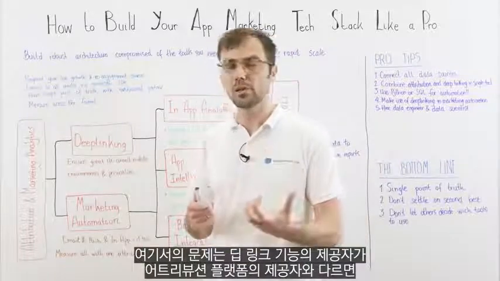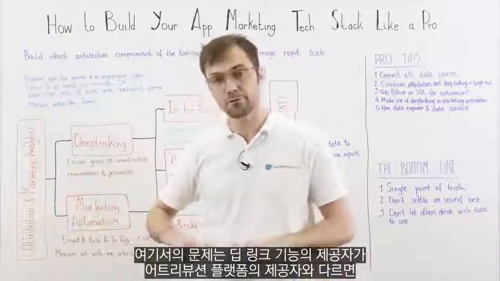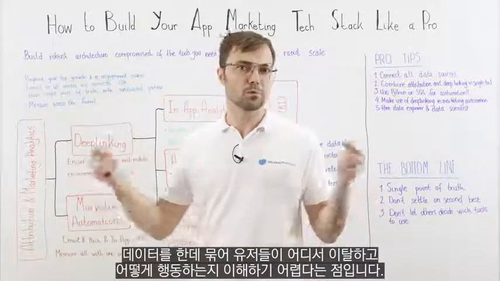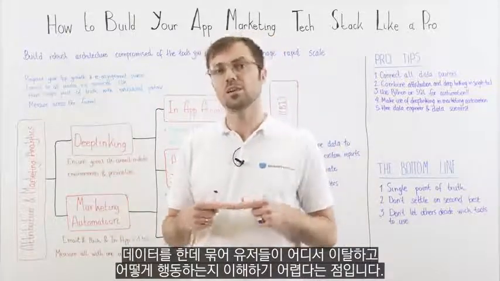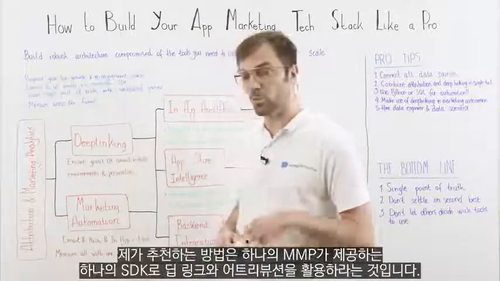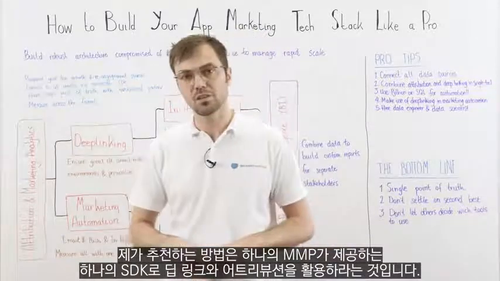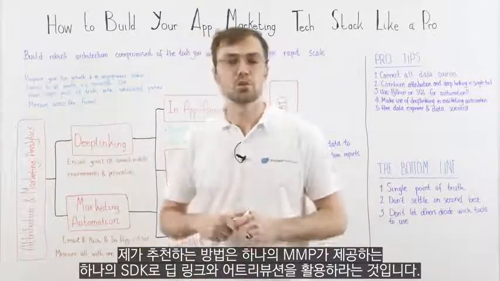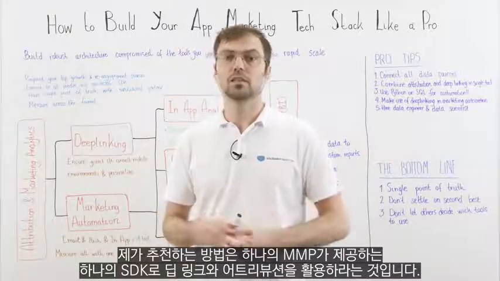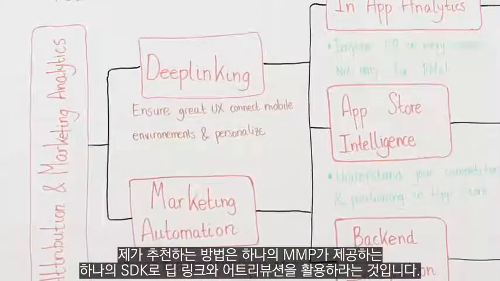The problem with deep linking functionality, if you use it from a different provider than your original attribution platform, you again have the problem of tying this data together and understand where your users are dropping off and how are they behaving. So one recommendation I can give is to let deep linking and attribution live together in one SDK with one well-selected MMP.